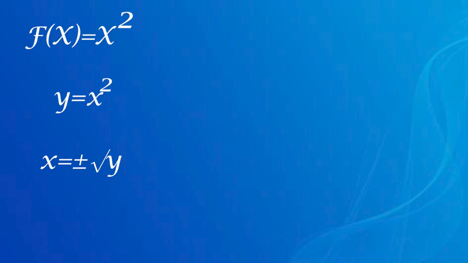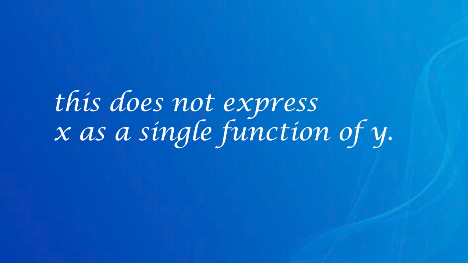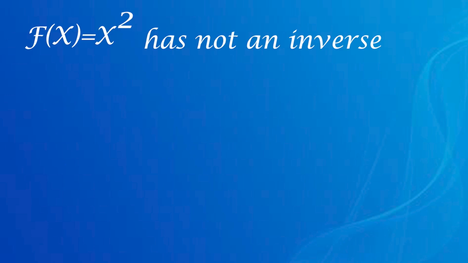The other way to check whether f of x has an inverse or not: f of x is equal to x squared, so y is equal to x squared, then x is plus or minus the square root of y. This doesn't express x as a single function of y. This checks out that again f of x has no inverse.